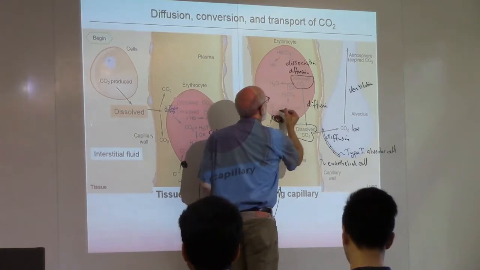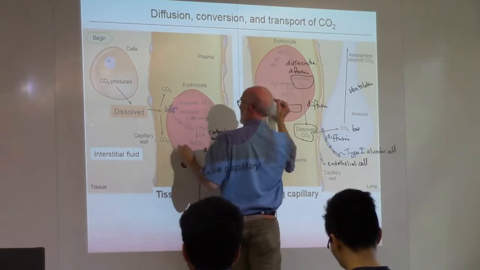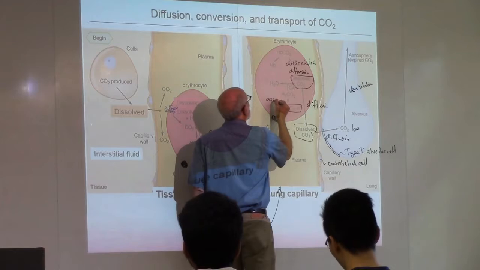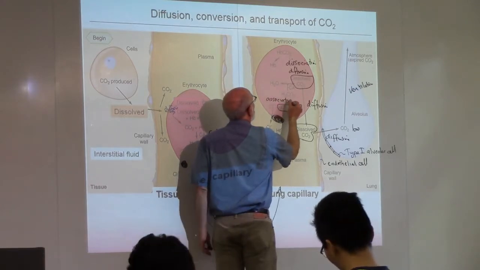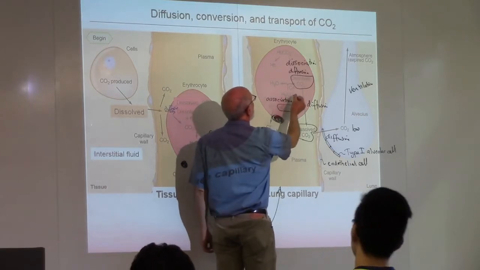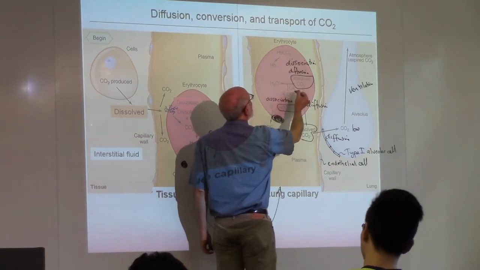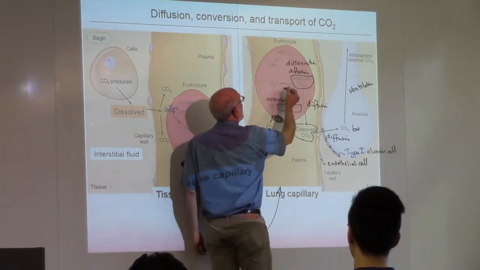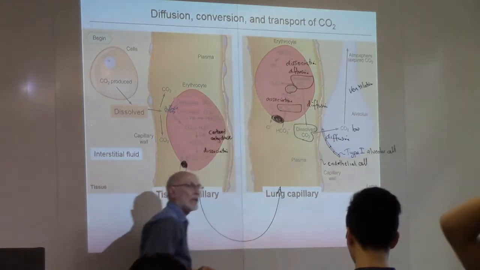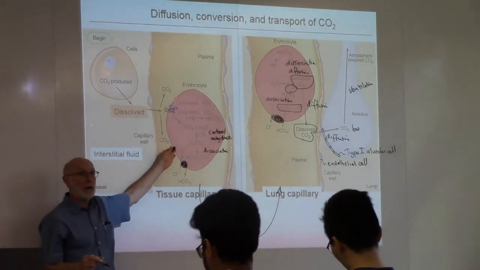We have a binding step. So if this is dissociation, then this is association. Association of bicarbonate with protons, forming carbonic acid, which can be broken down. Now we're talking about breaking down by carbonic anhydrase into water and CO2. We're just reversing all of the enzymatic and transport steps that we understood over here.